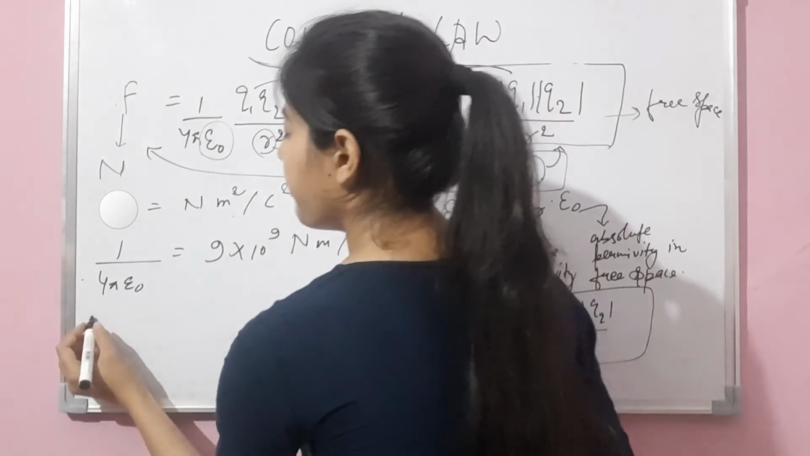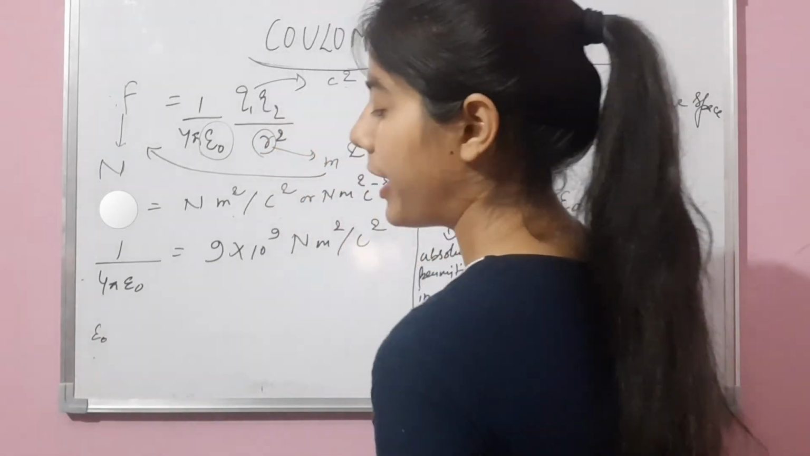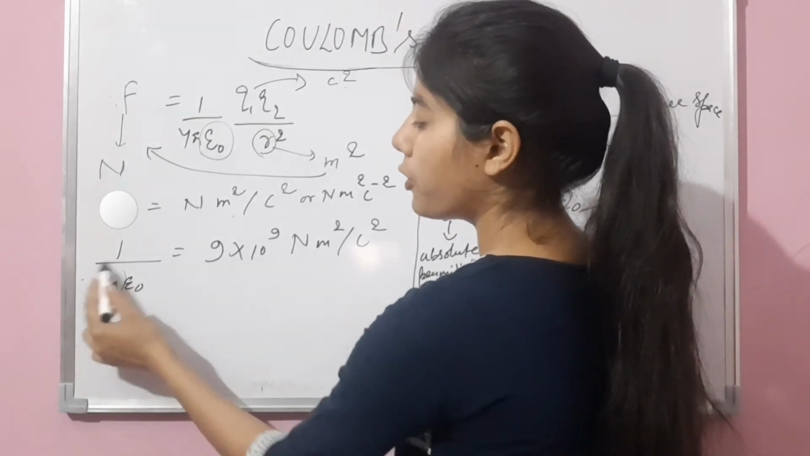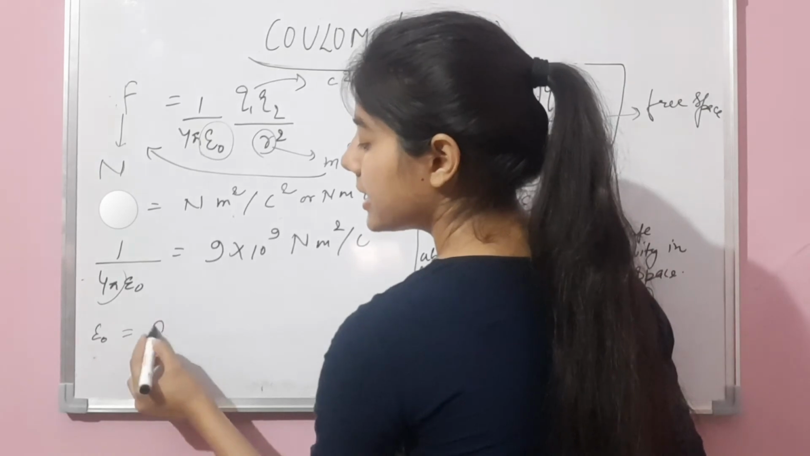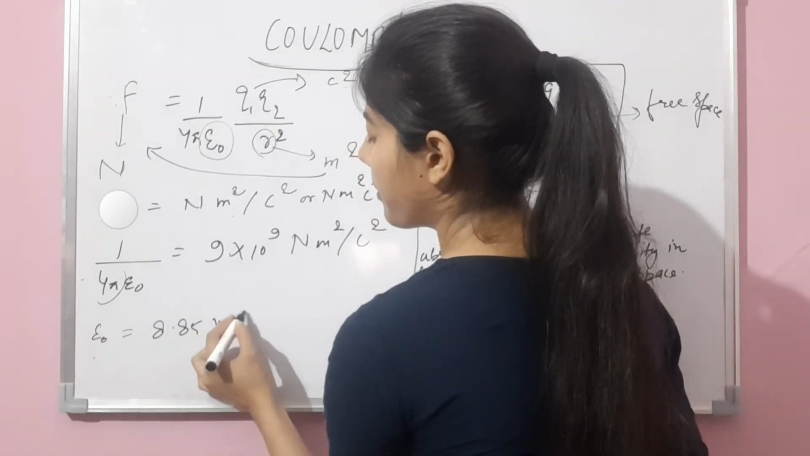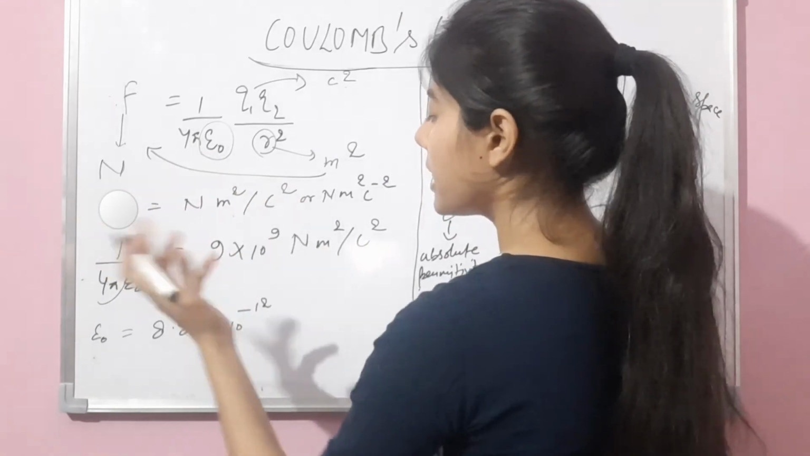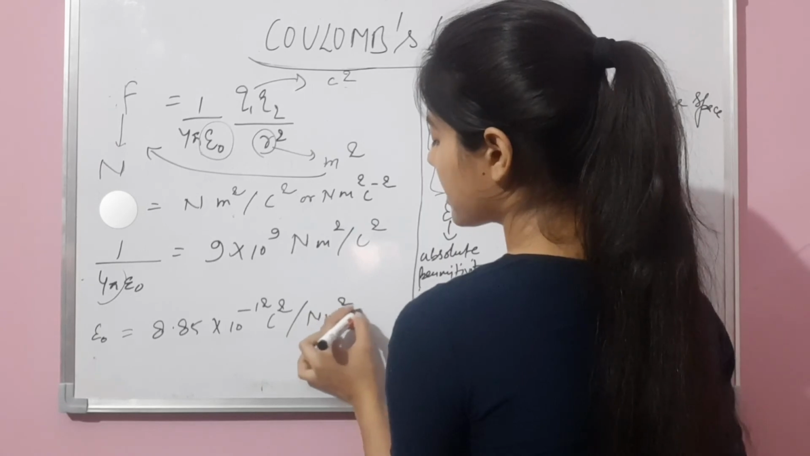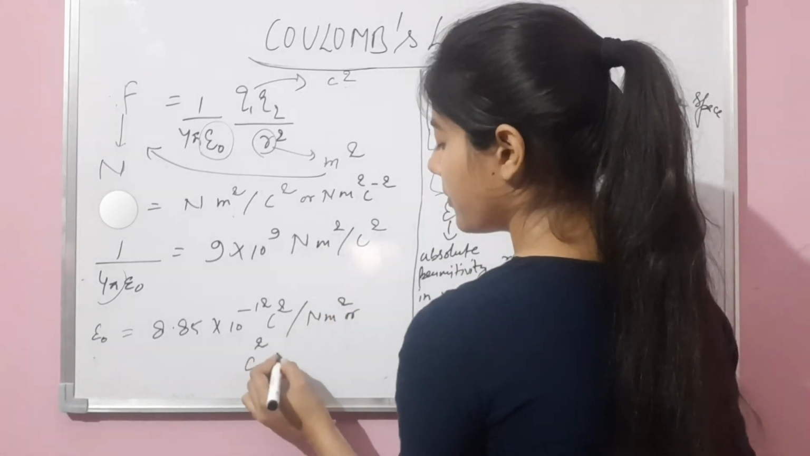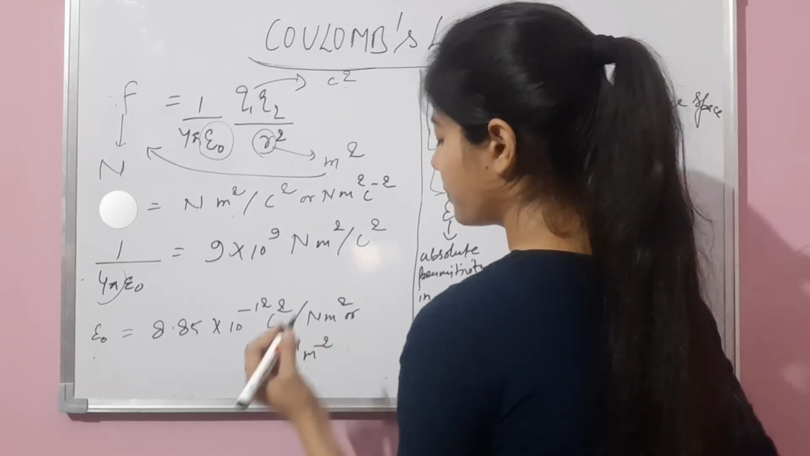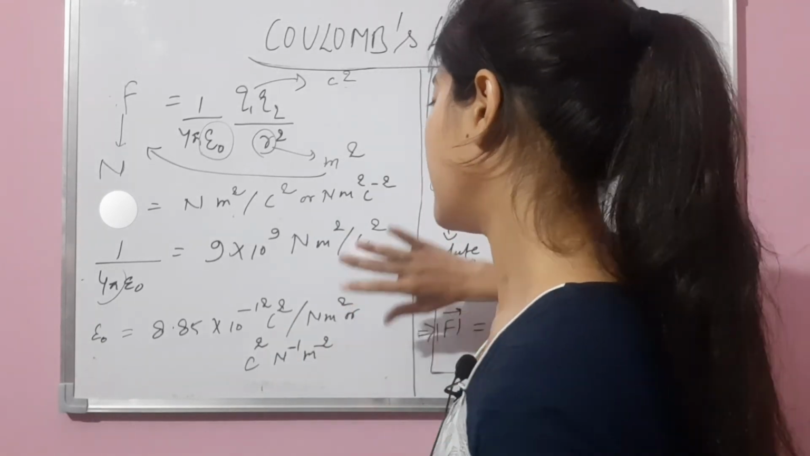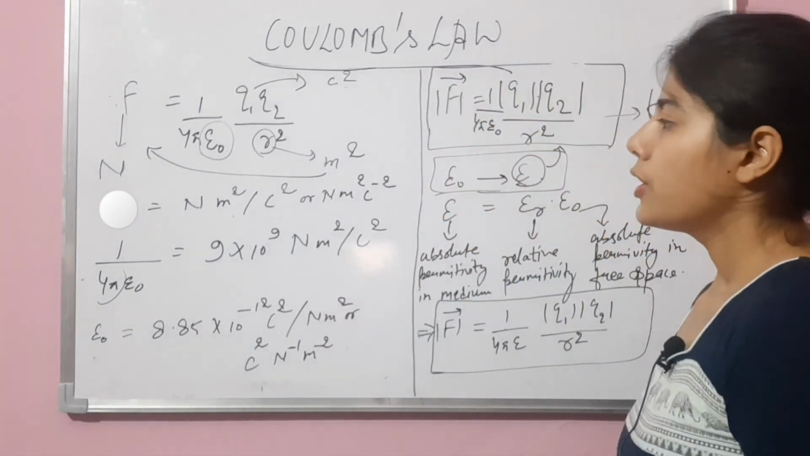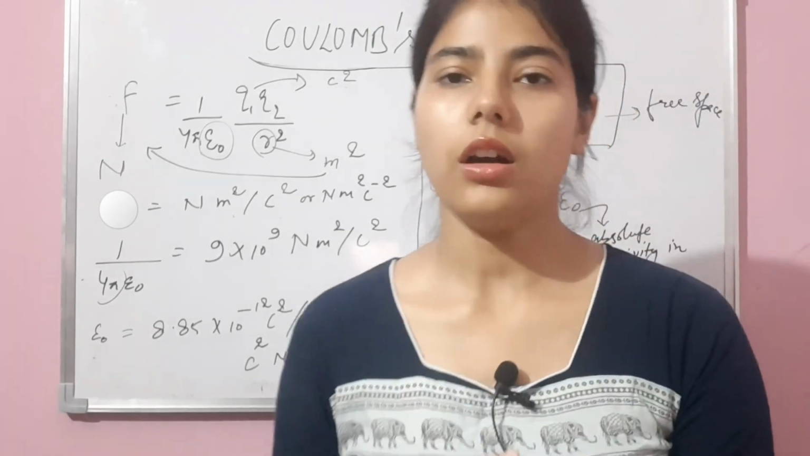Now if we want to calculate the value of epsilon naught, that is the permittivity in free space, we will just multiply 4 pi into this value, and we will get 8.85 into 10 to the power minus 12, and its SI unit will become Coulomb square by Newton meter square, or we can say Coulomb square N minus 1 m minus 2. It will just be reversed. So this is our Coulomb's law in electrostatics.